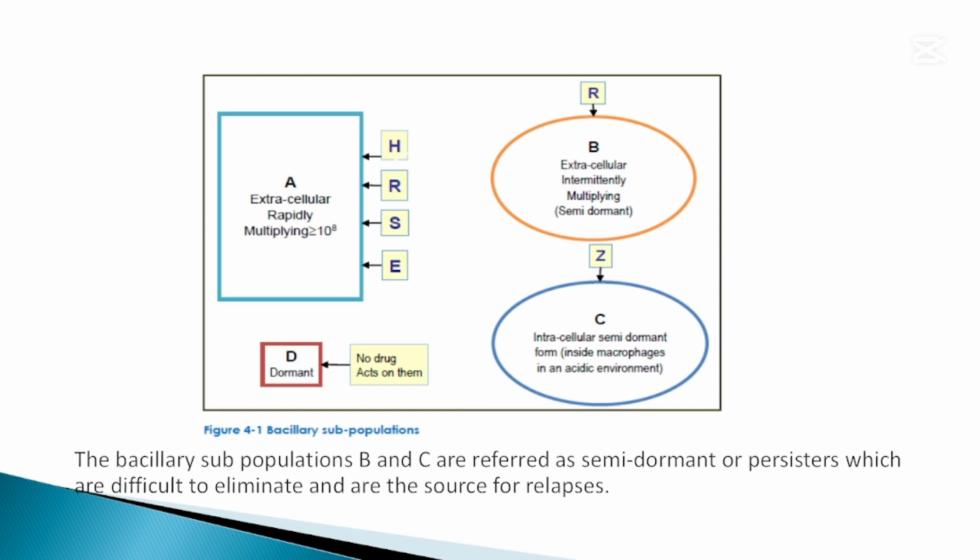Group C is the intracellular semi-dormant form. They live inside macrophages in an acidic environment. Pyrazinamide is effective on this category. The 4th category is D. They are dormant. None of the first-line anti-TB drugs act on them.